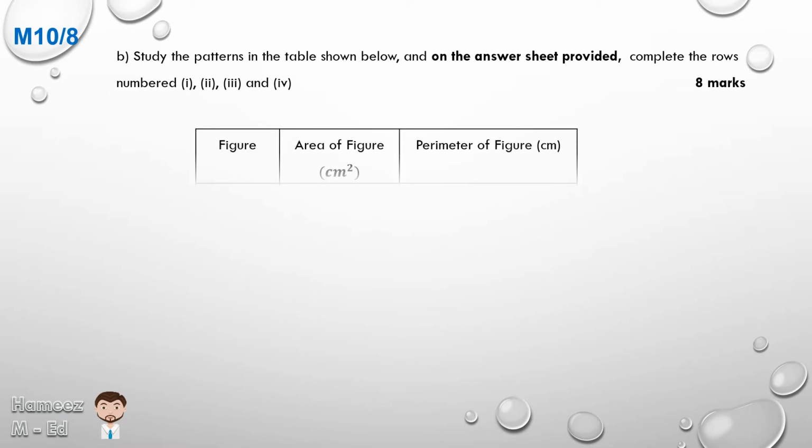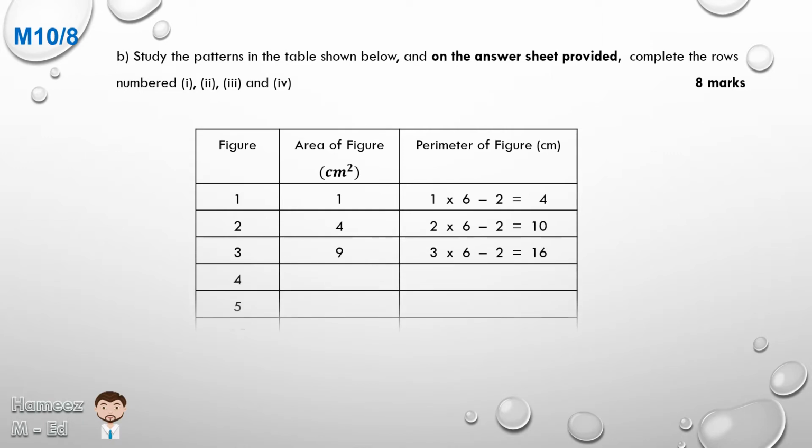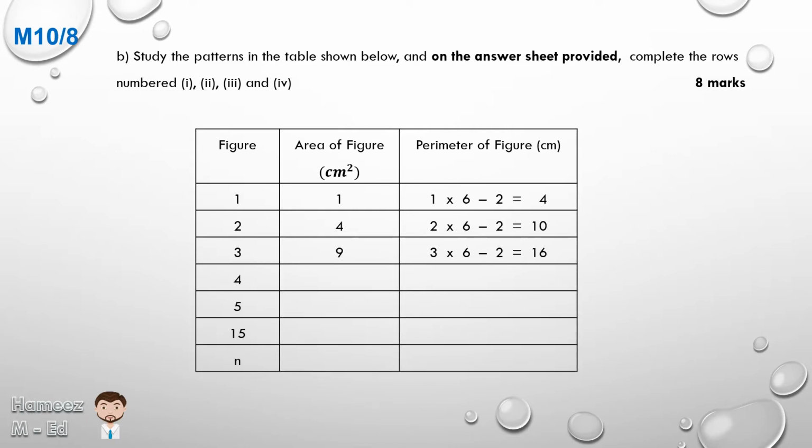Part B, study the patterns in the table shown below and on the answer sheet provided. Complete the rows. So let's take a look at the 3 columns. We have the figures, figure 1, 2, 3, 4, 5, 15, and n. N will be representing any number. The area of the figure, which is in centimeters squared. The perimeter of the figure, the distance around. As such, we need to figure out what is happening for figure 4 and onwards.